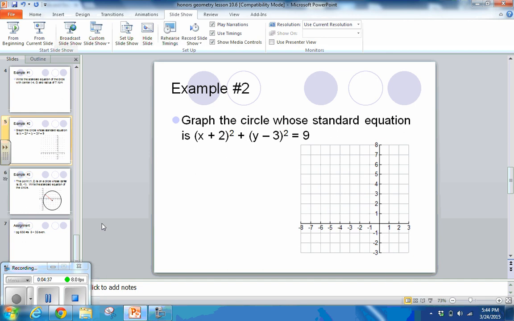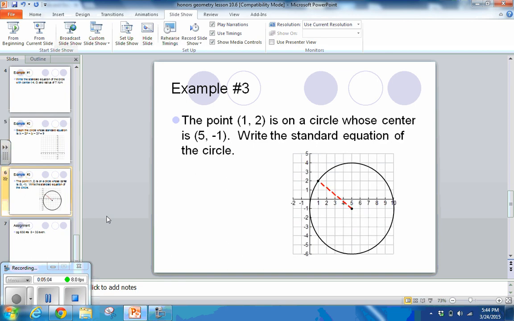And then I want you to try to graph this. So you have the standard equation, (x + 2)² + (y - 3)² = 9. Now, just be careful with the standard equation and really understand that everything in the standard equation is squared, so please pay attention to this. See if you can graph this.